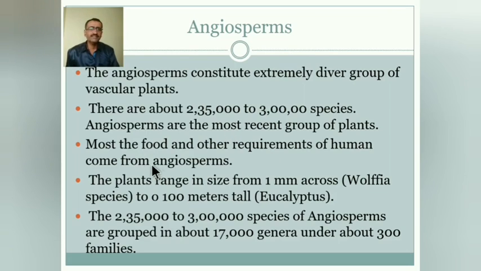The plants range in size from 1 mm, the smallest plant, known as Wolffia, to some plants 100 meters tall, known as Eucalyptus, Nilgiri. The Eucalyptus is a 100 meter plant. So there is a huge range of size, from 1 mm to 100 meters. That is the diversity in angiospermic plants. The 2,35,000 to 3 lakh species of angiosperms are grouped in about 17,000 genera under about 300 families.